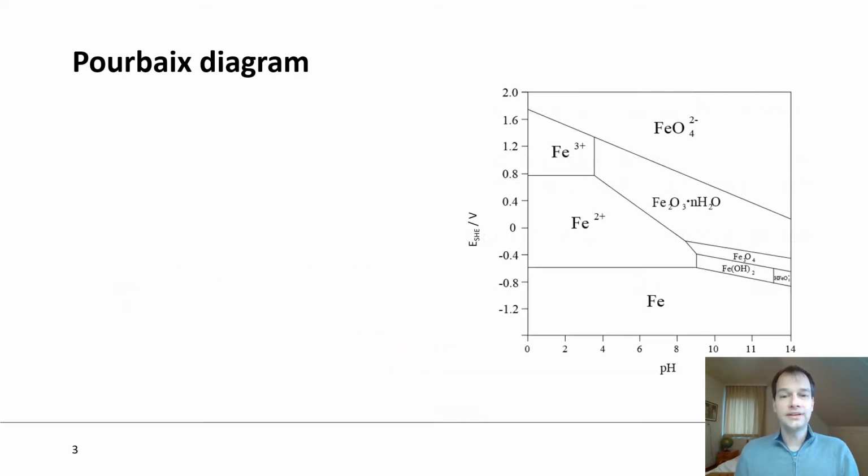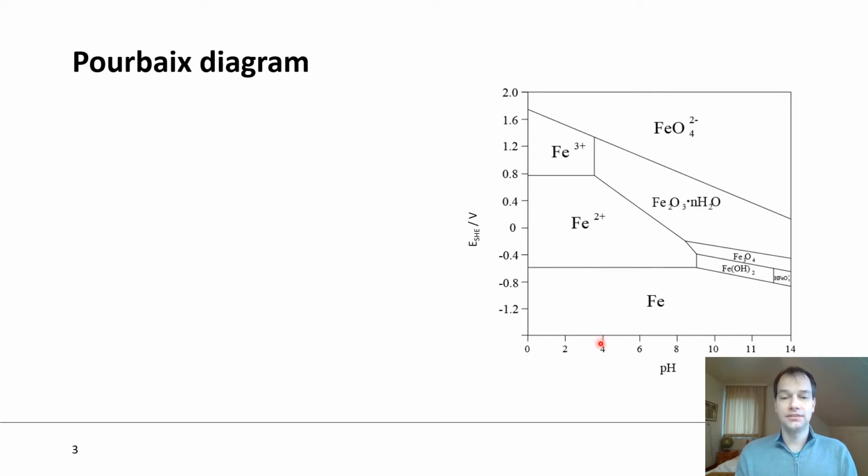Now, let's look at an example of a Pourbaix diagram. You can see one here on the right. A Pourbaix diagram shows on the x-axis the pH and on the y-axis the standard electrode potential versus the standard hydrogen electrode. Now, what does it show? It shows all these areas where it lists the state of the metal. For example, here we see iron.